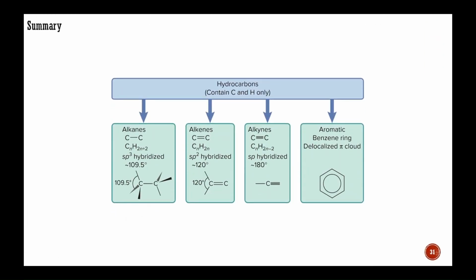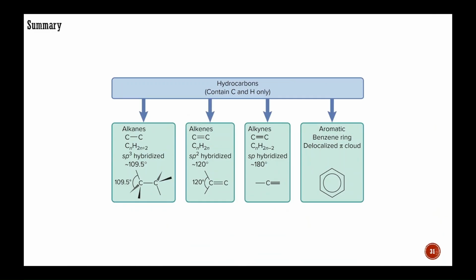To sum up, in this and previous lectures, you have been introduced to hydrocarbons. We started with alkanes, where carbon atoms are bonded together only by single bonds. In alkanes, each carbon is tetrahedral and has bond angles of approximately 109 degrees.